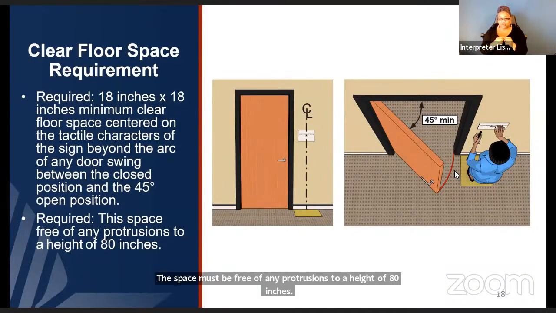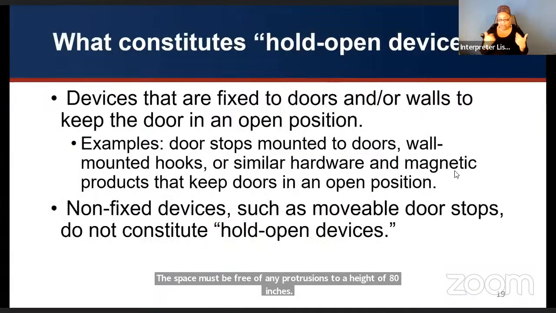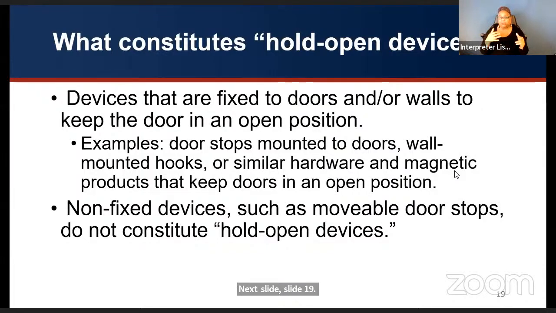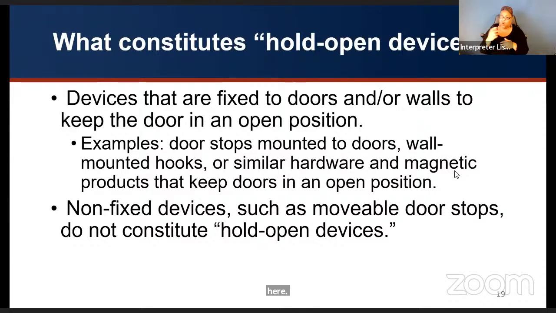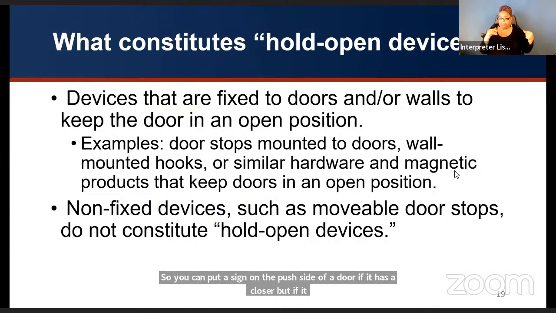Next slide, slide 19. And now we're going to get into some questions. We get a lot of questions about the location of these tactile signs. So we have a few to go through here. What constitutes hold open devices? So you can put a sign on the push side of a door if it has a closer, but if it doesn't have a hold open device. So what constitutes that hold open device?